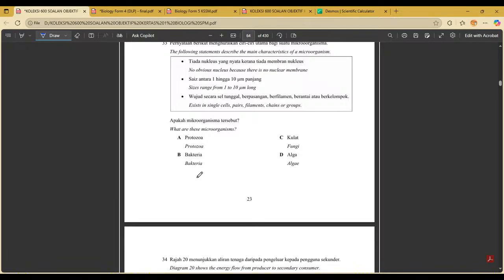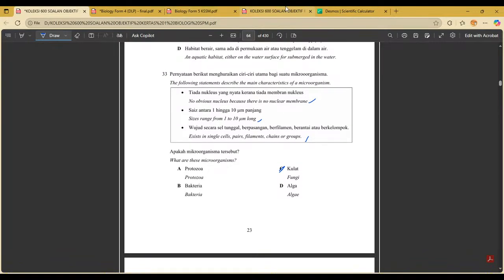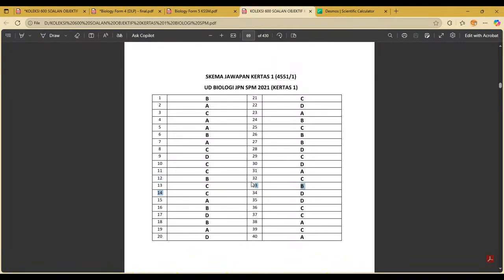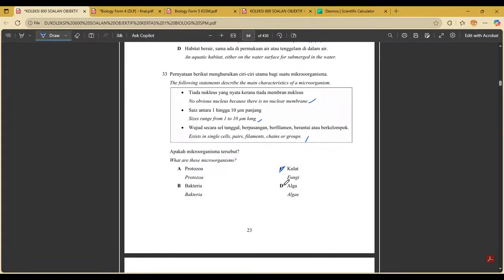Main characteristics of a microorganism. No obvious nucleus because there's no nuclear membrane. 1 to 10 micrometers. Exists in single cells, pairs, filaments, chains, or groups. I think it's fungi. Let me see. B, and B is bacteria.